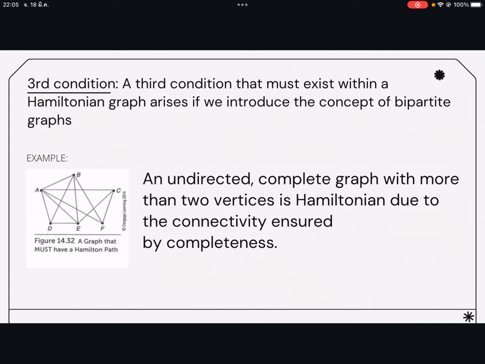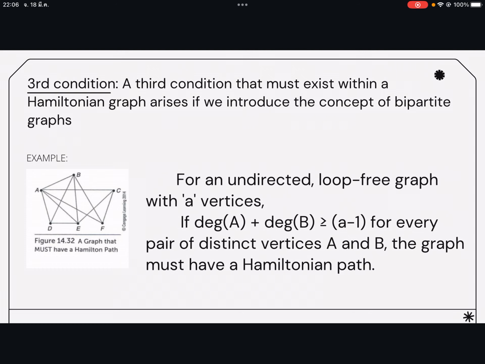The third condition that must exist within a Hamiltonian graph arises if we introduce the concept of bipartite graphs. So here's the example in figure 14.32. An undirected complete graph with more than 2 vertices is Hamiltonian due to the connectivity ensured by completeness. For an undirected loop-free graph with n vertices, if deg(a) + deg(b) is greater than or equal to n - 1 for every pair of distinct vertices a and b, the graph must have a Hamiltonian path.